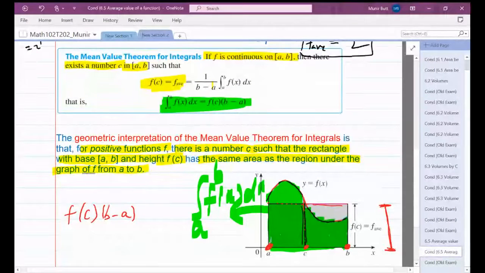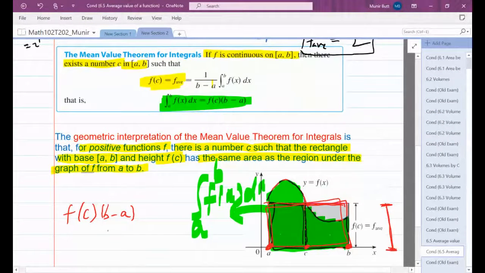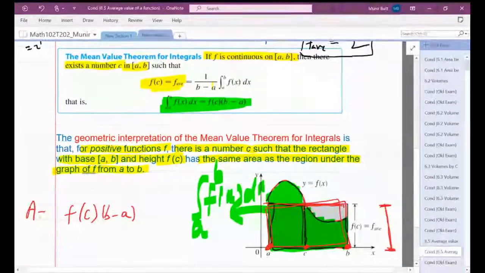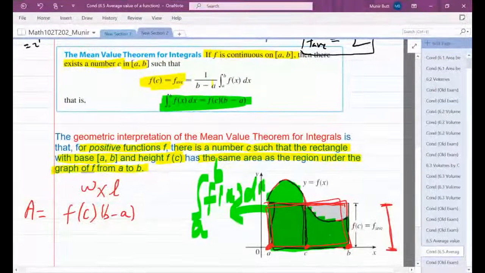Let me draw this. You can see this rectangle here. Now this rectangle is what? Length into width. You know the area of the rectangle is length into width. So what is length? b minus a. And which is width? f of c. So this area of a rectangle, according to this mean value theorem, is actually equal to the area under this curve. So this is what this mean value theorem for integrals says. I hope this is now very clear.